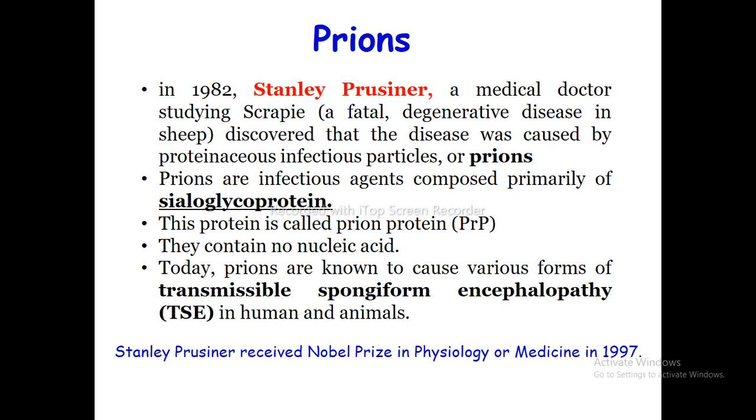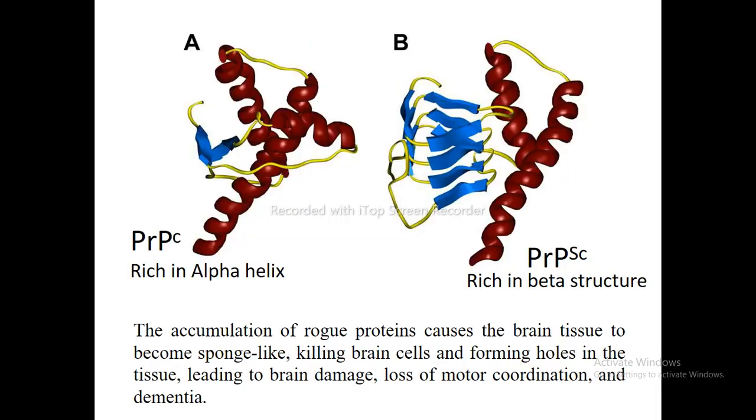So you know now that these are glycoproteins, and these are known as PrP, prion proteins. These contain no nucleic acid. Prions are known to cause several forms of transmissible spongiform encephalopathies in humans as well as in animals. Stanley Prusiner received the Nobel Prize in Physiology or Medicine in 1997 for his contributions.